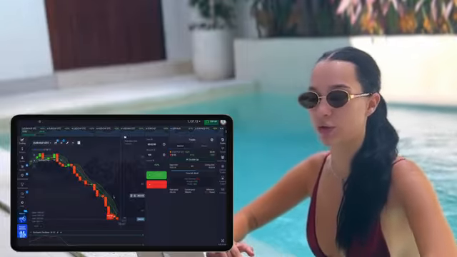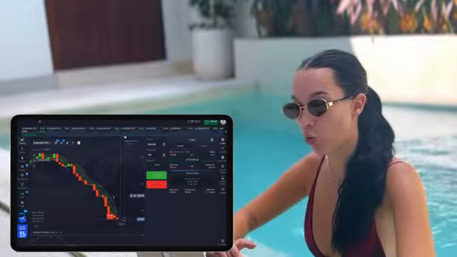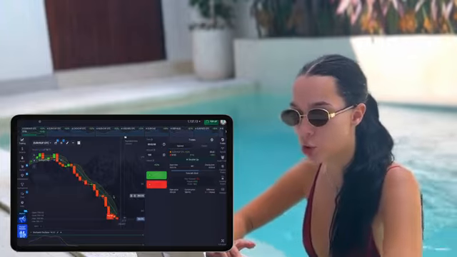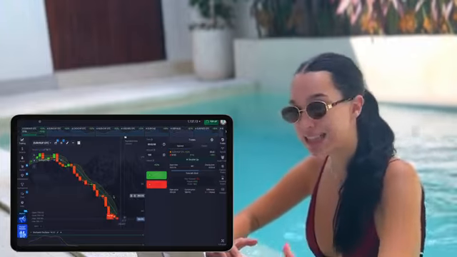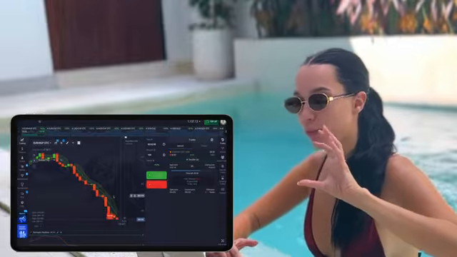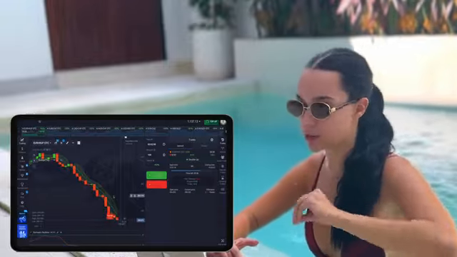So a series of strong red candles appeared with small lower wicks. Candles like these show that sellers were closing price near the lows, meaning bearish pressure remained strong until the candle closed. So that's why it's very important.